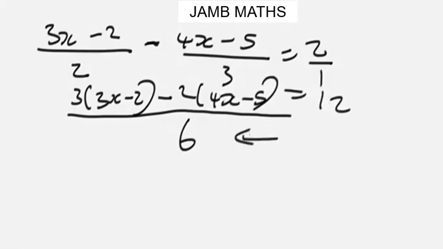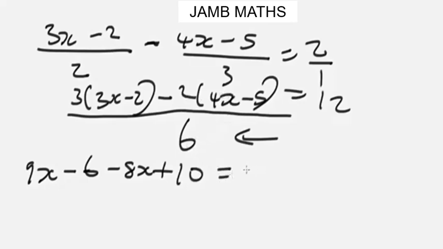So at this juncture, we will no longer make use of the LCM. So let's simplify what we have at the numerator. When we simplify, we're going to have 3 times 3, so we have 9x minus 6. Now, remember, this minus sign here will affect what we have in the bracket. So we have minus 2 times 4x, which gives us minus 8x. Now minus 2 times minus 5 will give us plus 10. So the minus attached to the 2 is affecting every sign in the bracket. So we have all this equals 12.